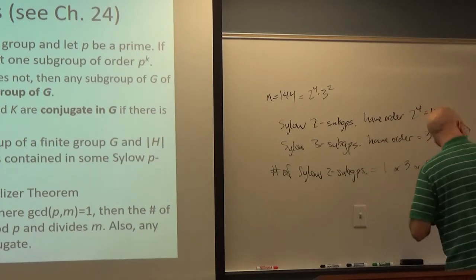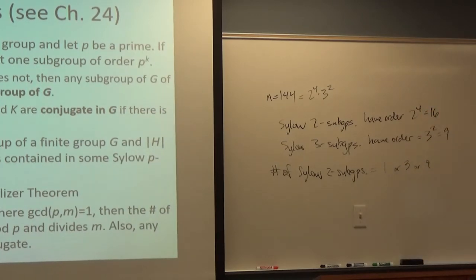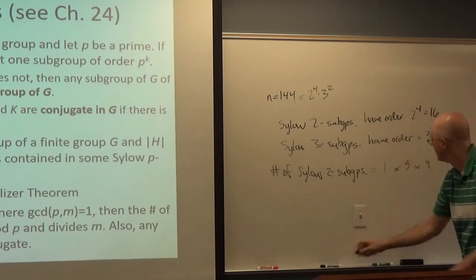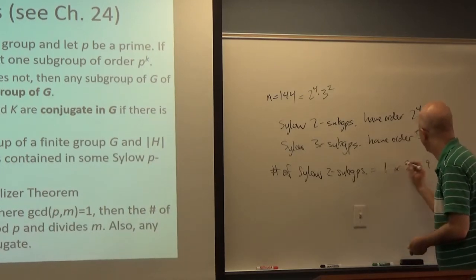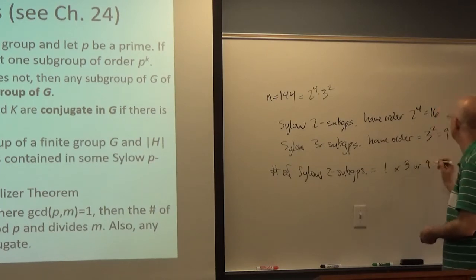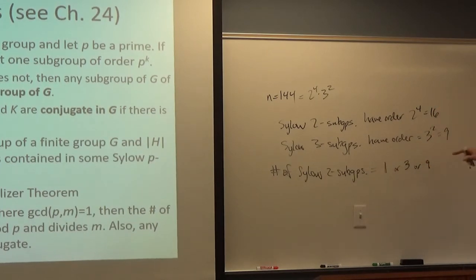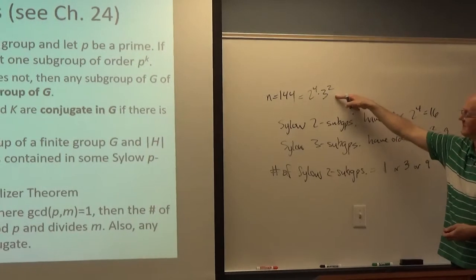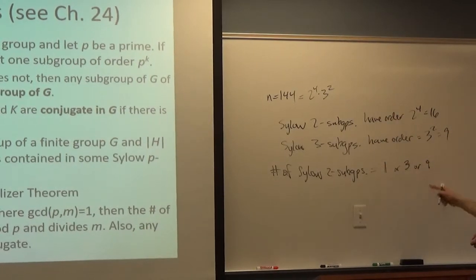Number of Sylow 2 subgroups, by the theorem, has to be odd because it has to equal 1 mod 2. And it has to divide m, which is 9. 1, 3, and 9 are the only positive odd numbers dividing 9. So it's got to be one of those. Which one? We don't know yet. Maybe it could be all of them, depending on the group.